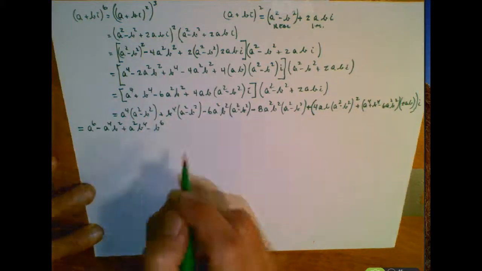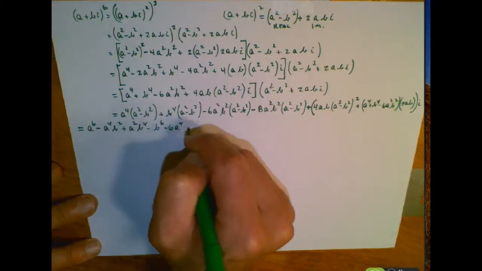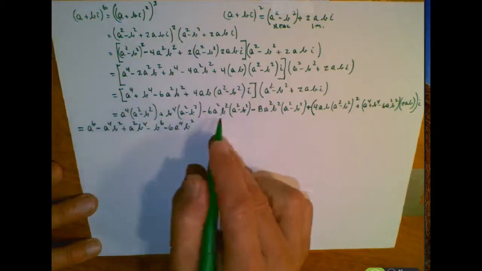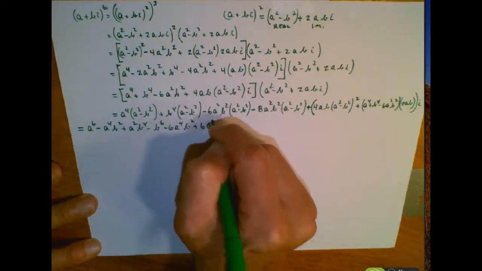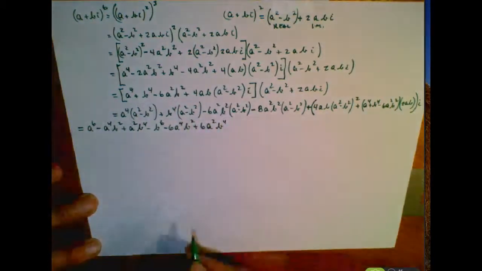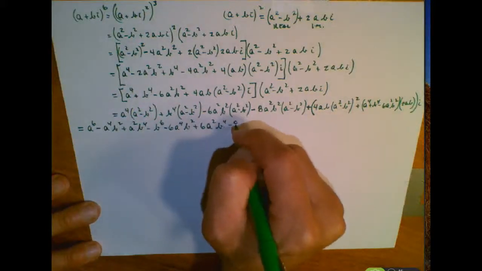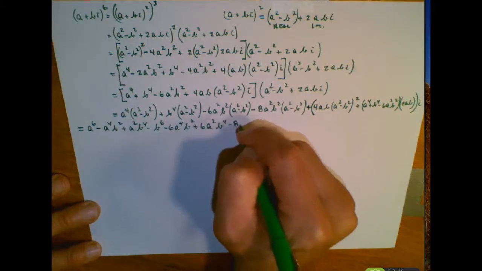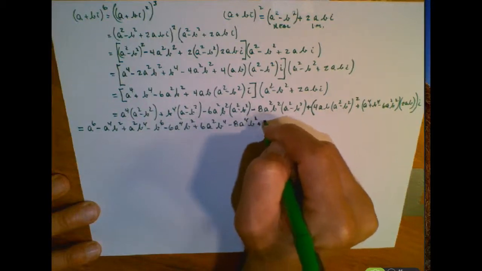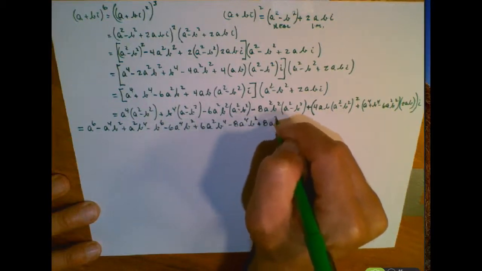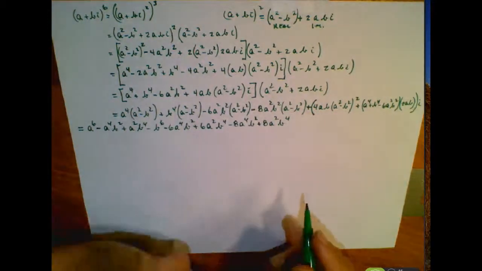I'm going to distribute this, and I get minus 6 a to the 4th b squared. And then I get a plus 6 a squared b to the 4th. And then now here I get a minus 8 a to the 4th b squared plus 8 a squared b to the 4th. And that is my real part.